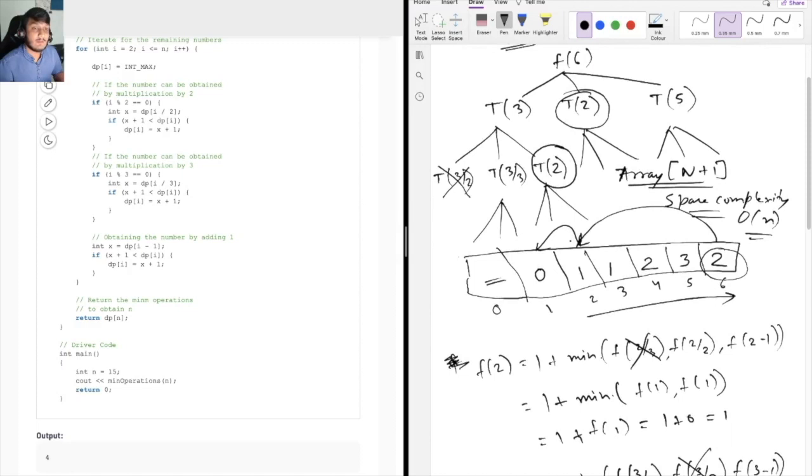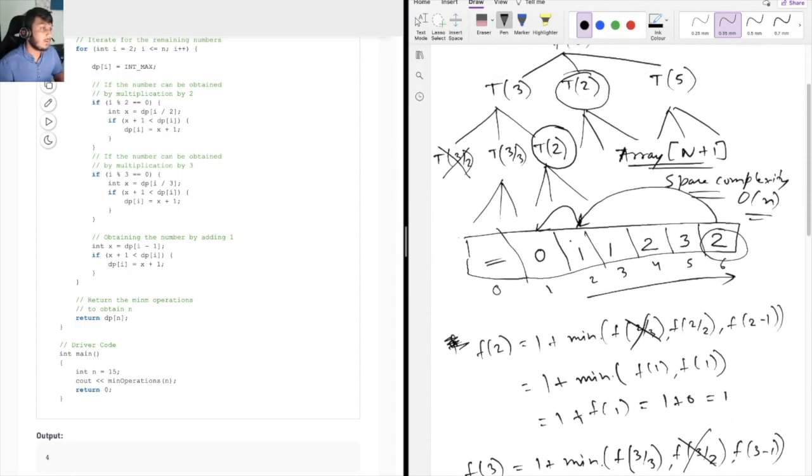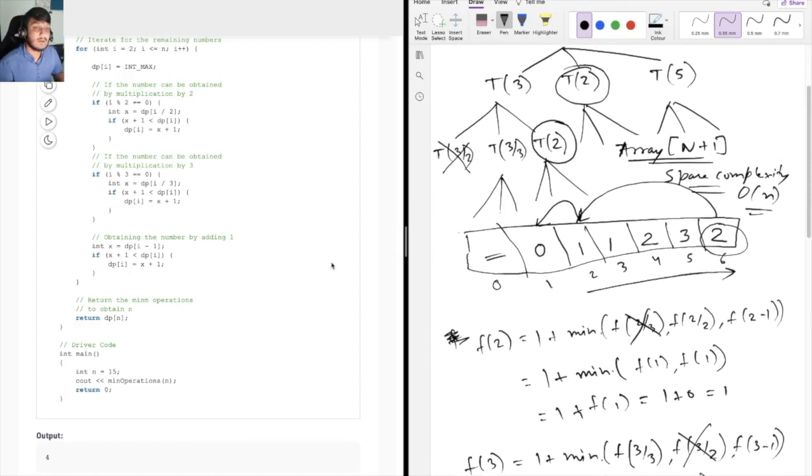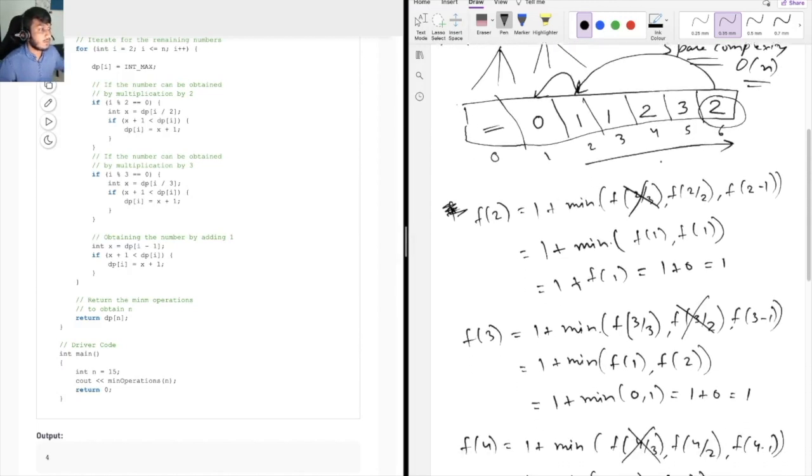And for the time complexity, we are iterating for n numbers from 2 to n. So we are iterating n times, and every time we are doing constant time operations. For example, checking if i modulus 2 is equal to 0, and inside this we are also doing a constant operation. This is also a constant operation, and this also is a constant operation. So the time complexity is also going to be order of n only.